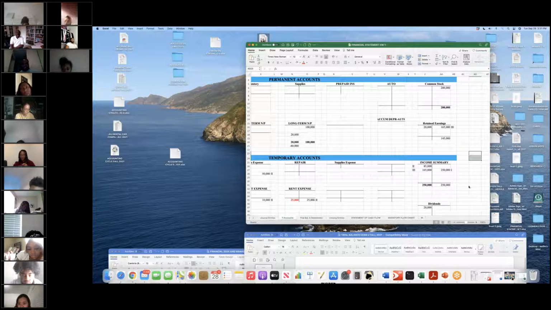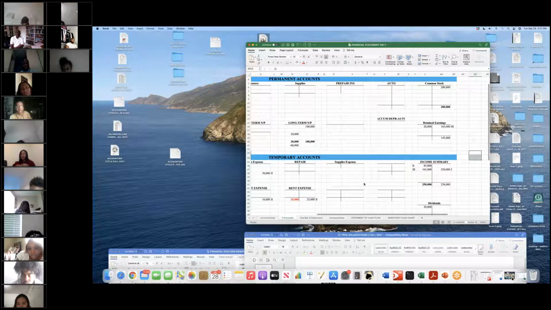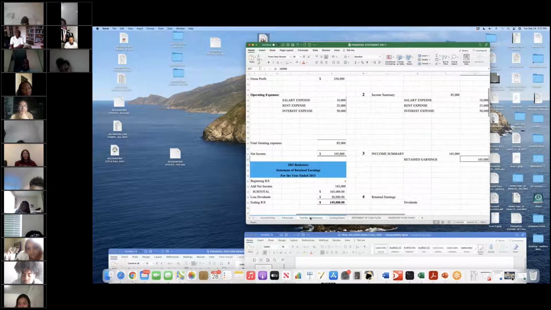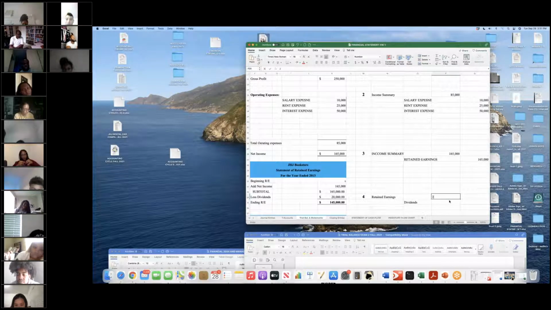So now we got every account closed out except what? What final account do we need to close out? Dividends. You got to close out dividends. So we come to dividends. What we're going to put right here as a debit to retained earnings, 20,000. We credit dividends because we're closing it out to retained earnings.